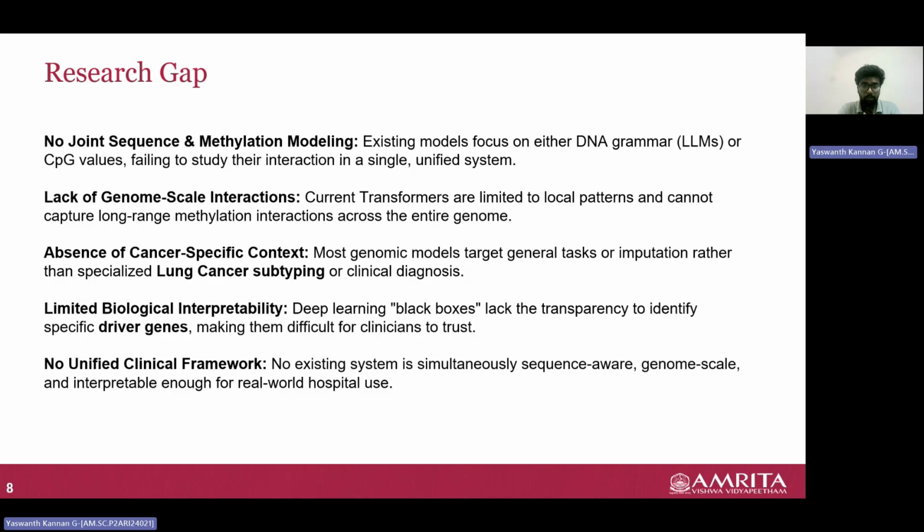Third, there is a lack of cancer-specific modeling. Most models are designed for general tasks like methylation prediction and imputation, rather than focusing on clinical applications such as cancer prediction or cancer classification. Another important limitation is the lack of interpretability. Many deep learning models behave as black boxes, making it difficult to identify which CpG sites or which genes are actually contributing to the prediction, or play a major role in the presence of cancer, which is very critical in medical applications.